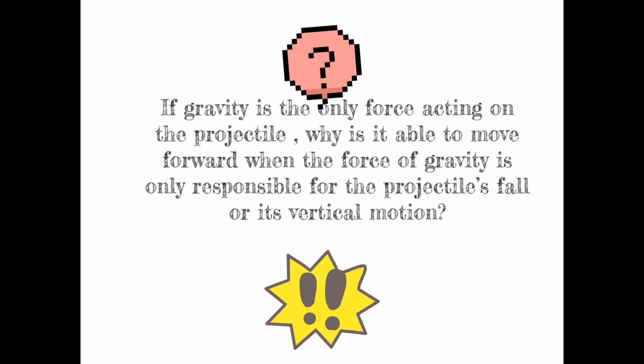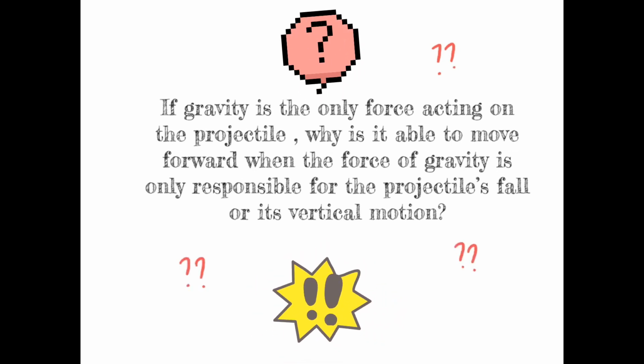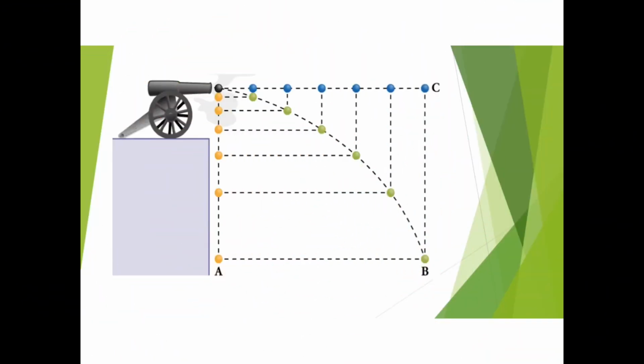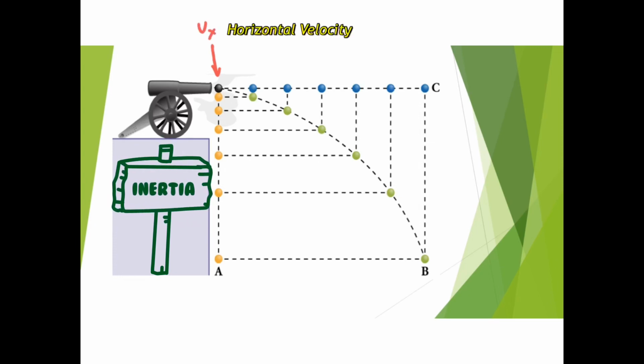So, if gravity is the only force acting on the projectile, why is it able to move forward when the force of gravity is only responsible for the projectile's fall or its vertical motion? The projectile, like this cannonball in the diagram, is able to move forward because of inertia. The explosion inside the cannon gives the cannonball its horizontal velocity, which we're going to call Vx, and thus it is able to move forward.